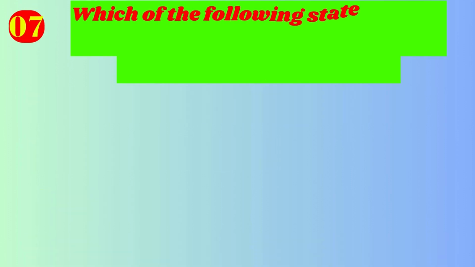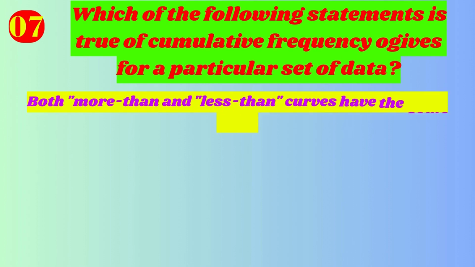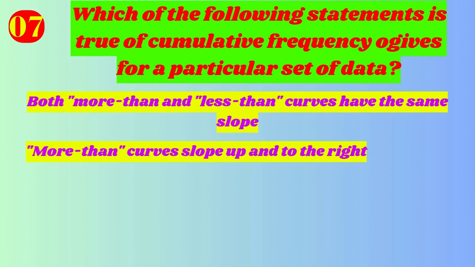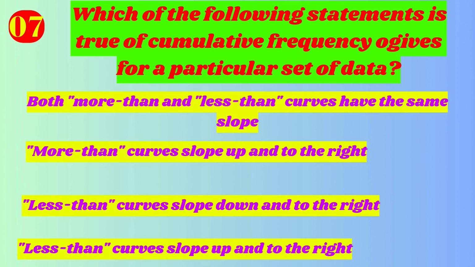Which of the following statements is true of cumulative frequency ogives for a particular set of data? Both more than and less than curves have the same slope. More than curves slope up and to the right, less than curves slope down and to the right. Less than curves slope up and to the right. The correct option is less than curves slope up and to the right because they represent the cumulative frequency of data points less than a certain value, and as the value increases, the cumulative frequency also increases, resulting in an upward slope. Additionally, the curve slopes to the right because it represents the accumulation of frequencies as the value increases.